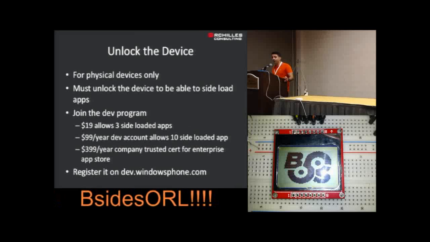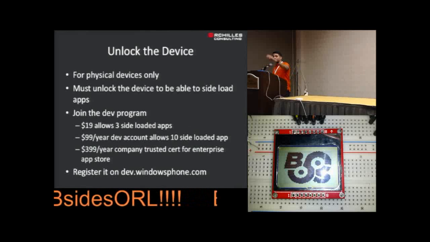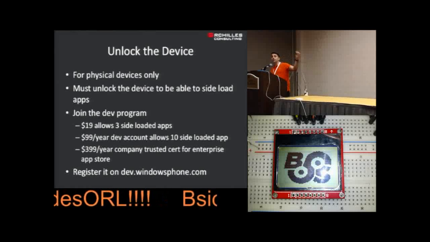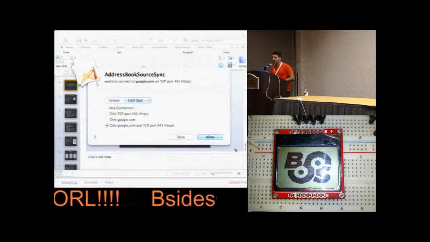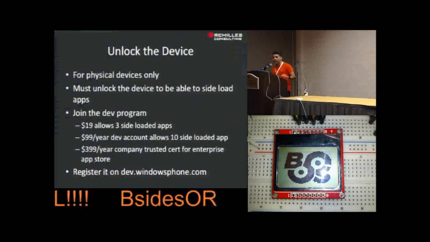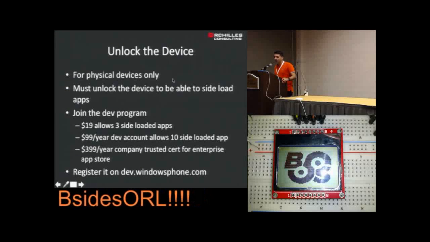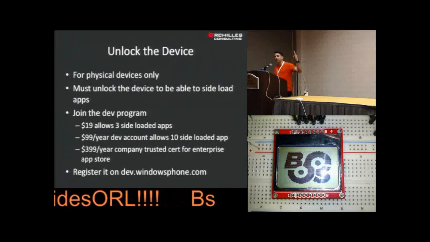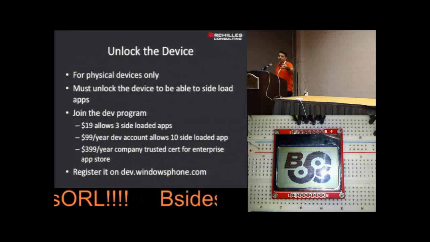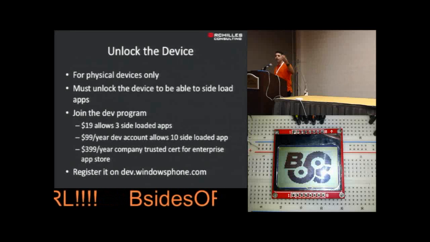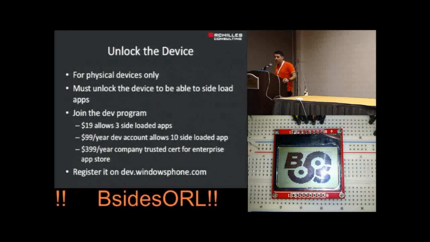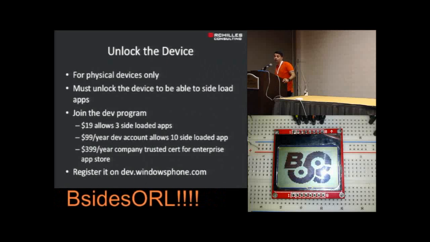So you need the physical device. You have to unlock it. If you don't unlock it, you're not going to be able to sideload the XAP file that was provided to you by the person you're testing or the developer. So you do have to unlock it. Join the dev program. It's $19 and it'll allow up to 3 sideloaded apps. I really don't use this app with my phone, so I don't care if I only test 3 apps at a time. Other people may, so you can pay $99 a year for a dev account.